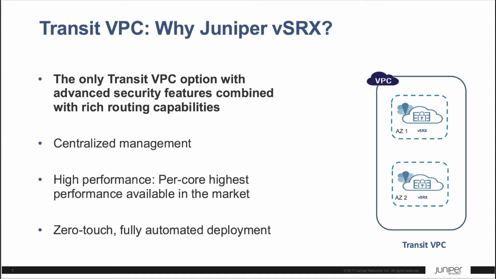Another advantage of using vSRX is its high performance. In fact, it is per core the highest performance routing and next-gen firewall virtual appliance available in the market. This can help lower the cost of AWS resources without compromising throughput. Also, as mentioned previously, Juniper Transit VPC is a fully automated solution. With the support of vSRX Cloud-Init feature, as well as AWS Lambda function, no CLI interaction is needed to deploy Juniper Transit VPC.